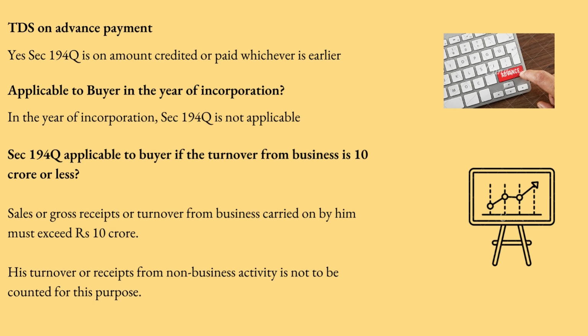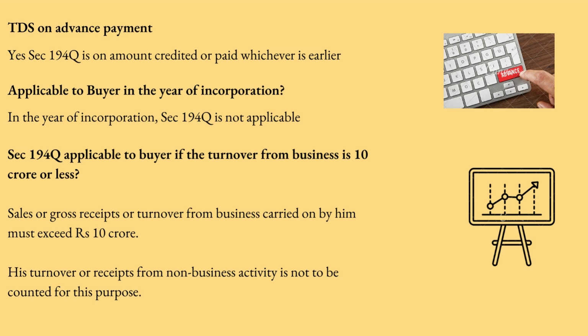Hence, when an advance is paid to the seller by the buyer, yes, Section 194Q of the Act is applicable. If a buyer has incorporated his business, say for example in the financial year 2021-22, and he purchases goods of value exceeding 50 lakh from a seller who is resident, is he required to deduct tax under Section 194Q of the Act?